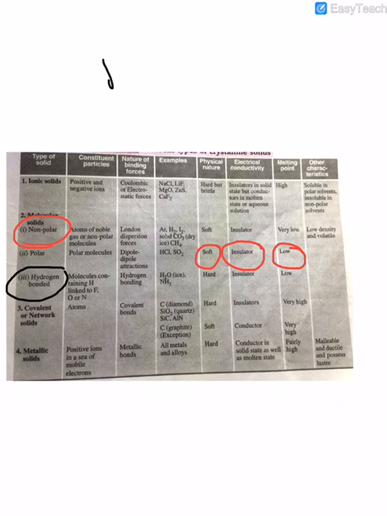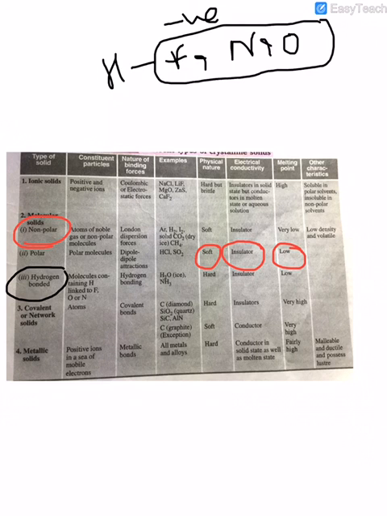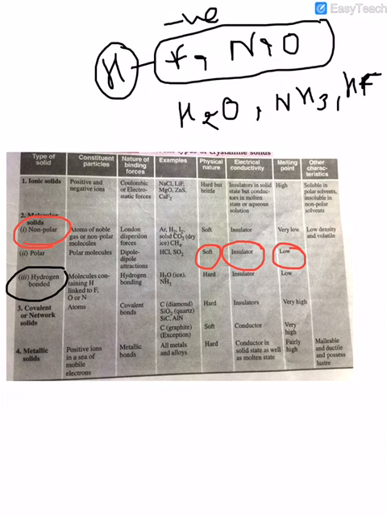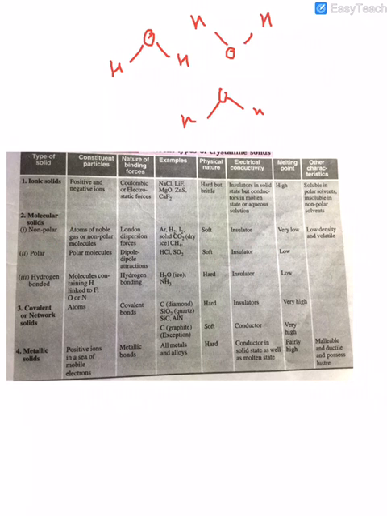These are made up of hydrogen attached to electronegative atoms, right? Fluorine, nitrogen and oxygen. These are the atoms having very high electronegativity, and when a hydrogen atom is attached to them, they become hydrogen bonded. Our very simple examples are water, ammonia, hydrogen fluoride. So these are the examples of hydrogen bonded solids. Now the hydrogen bonding is very strong in nature.